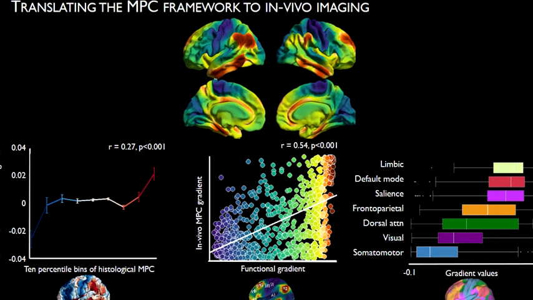And that's why we also looked at the placement of functional communities along the gradient. So I looked at the Yeo and Krienen communities. You see at the bottom of the gradient are these sensorimotor and visual areas. You move up through the attention networks and frontoparietal networks. And then right at the top of the gradient are the default mode and limbic networks.